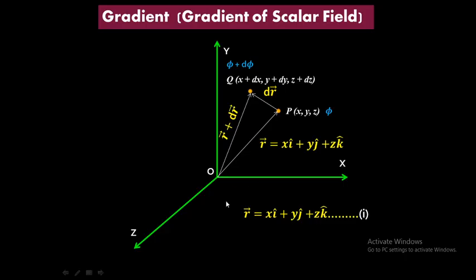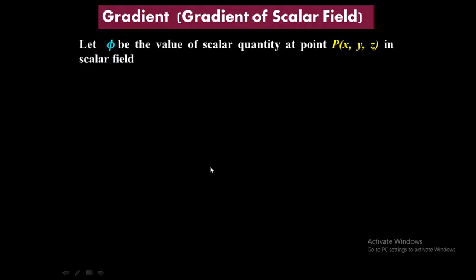Now the position vector of point P, we have given this as equation number 1, and this is the position vector of point Q, that is r vector plus dr vector is equal to x plus dx i plus y plus dy j plus z plus dz k. Suppose this is equation number 2. What we have quoted in the diagram, now we just have to write the text.